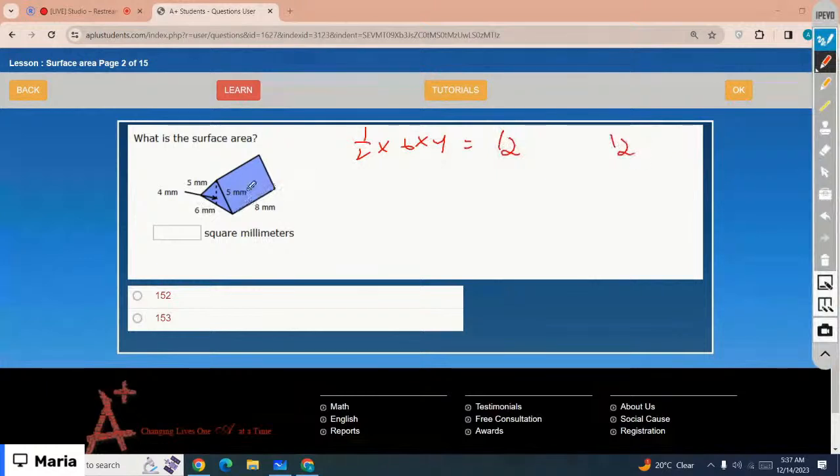Now let's calculate this one. That is 8 times 5, 40. The other one on this side also has the same. Then you have to calculate the rectangular base, that is 8 times 6, that is 48. So just add 40, 40, 80, 80 and 128, 128 and 24. That is 152. The correct option is 152. Got it?